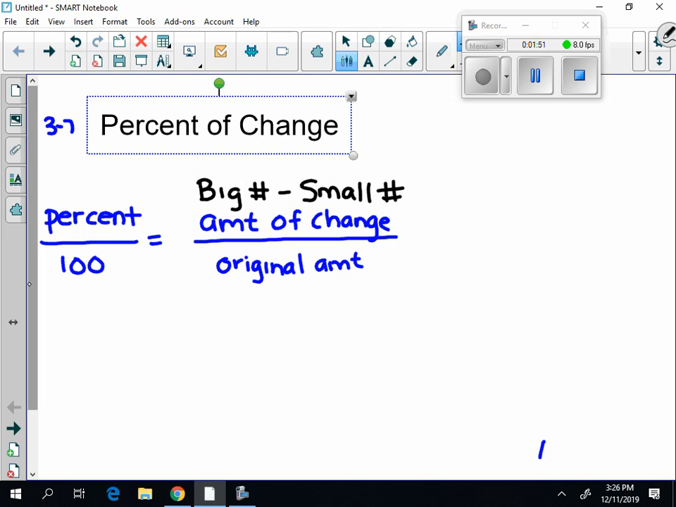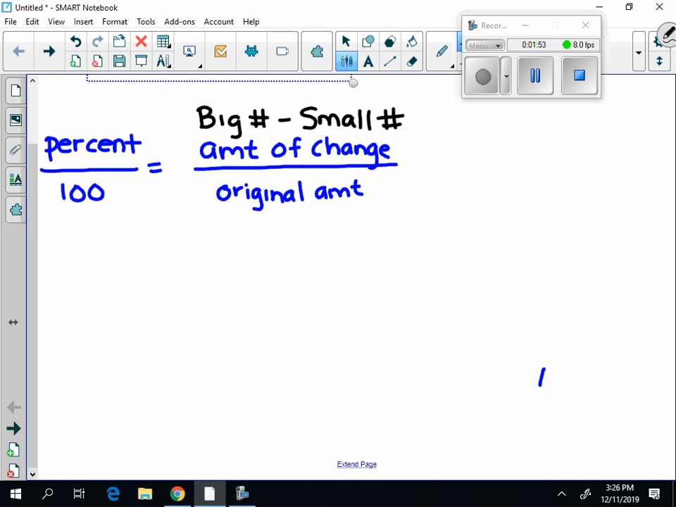So for example, if I am saying that you are going from 28 and you're increasing it to 76. If I'm going from 28 to 76, is that an increase?